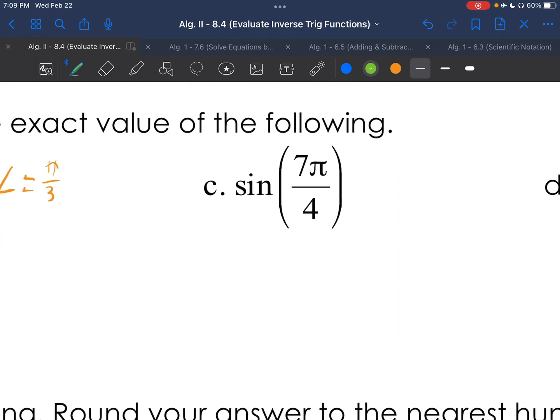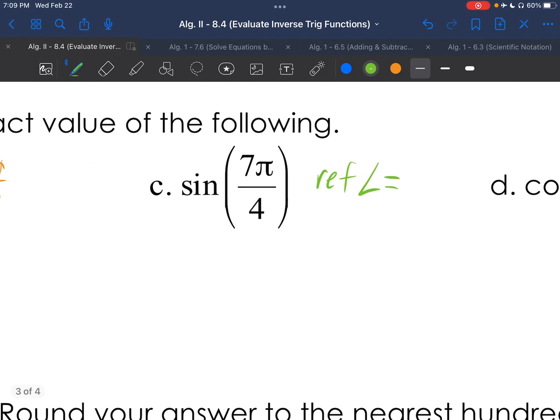Anyway, C, sine of 7 pi over 4. The reference angle here, the closest route to either 0, 2 pi or pi, would be pi over 4, because it's pi over 4 away from 2 pi. Now the actual value of sine of 7 pi over 4 is the same as the sine of pi over 4, but you make it negative because that's in quadrant 4. So you have negative square root of 2 over 2. Because remember, for any of the pi over 4s, sine and cosine are always square root of 2 over 2.